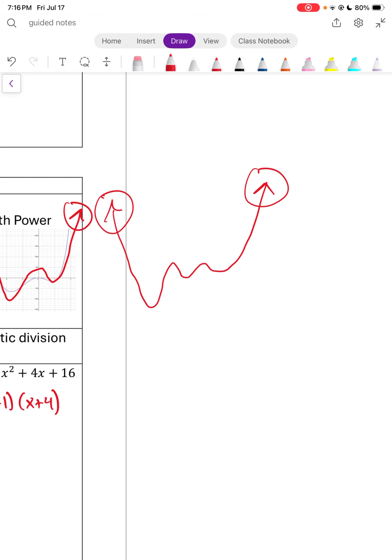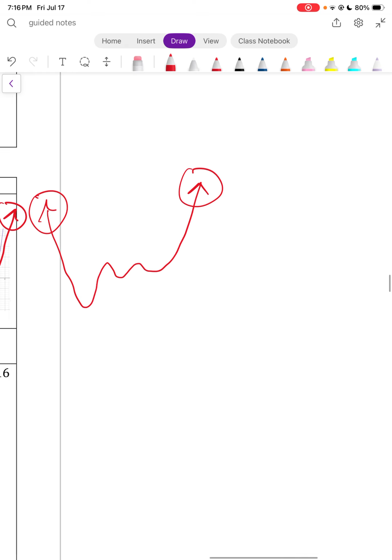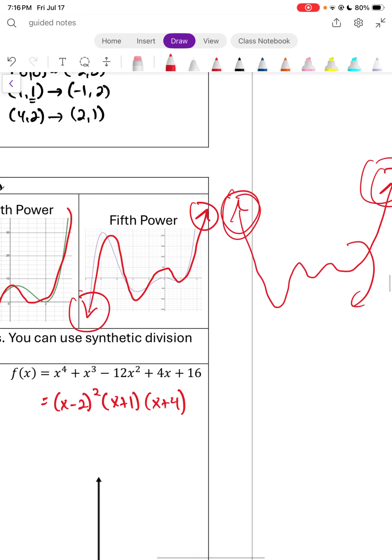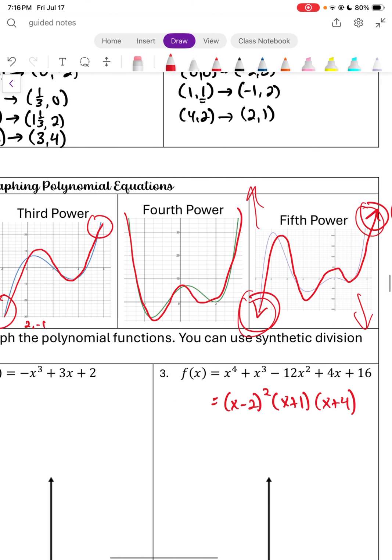Now, what if we flip it? What if there's a negative out front? The whole thing flips down, and this is going down on the left side and the right side. What if this has a negative out front? Then it gets flipped, and it's doing this to the left side and right side.